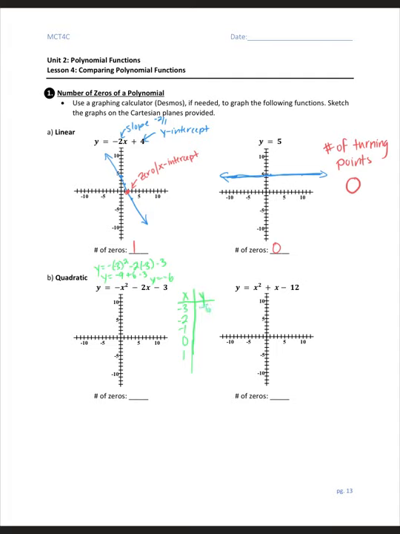Go ahead and pause the video and finish filling out that table of values. So there's the rest of the table of values, and then I plotted the points on the graph. So we can see here that, again, this graph doesn't cross the x-axis, so I have no x-intercepts or no zeros. So I have 0 zeros.